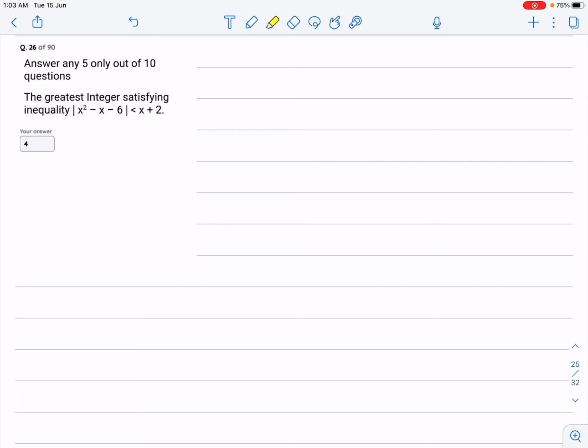So we'll be going to solve this question written on the screen. The greatest integer satisfying the inequality. And what is the inequality given to us? Mod of x square minus x minus 6 is less than x plus 2. And the value of the greatest integer which is satisfying this inequality has been asked.